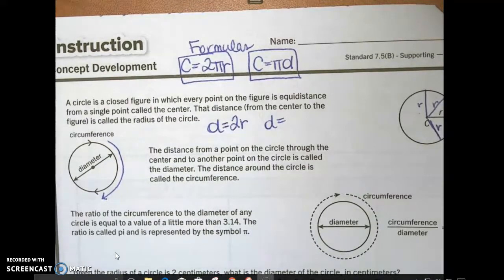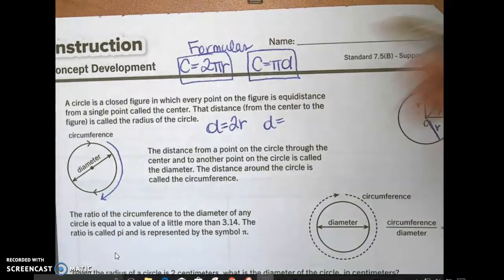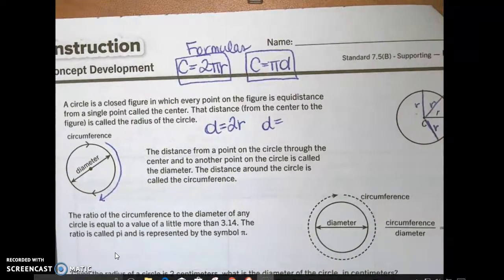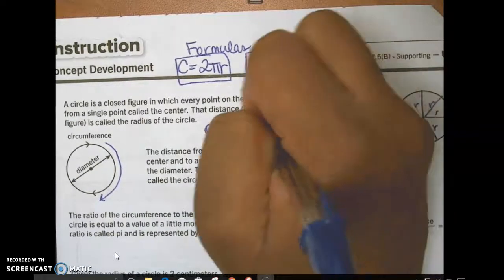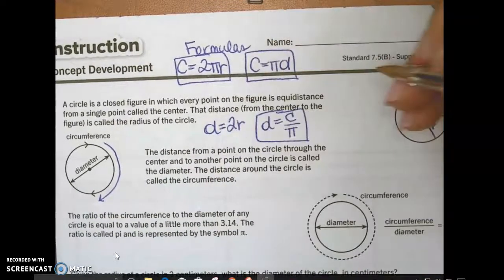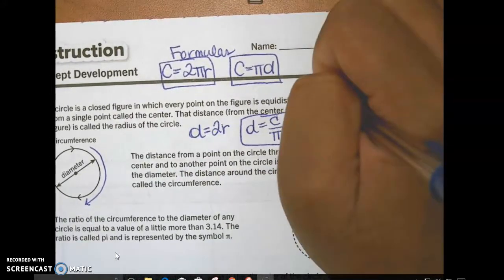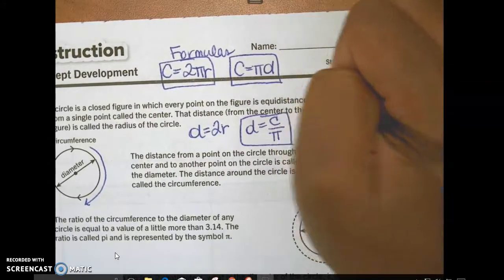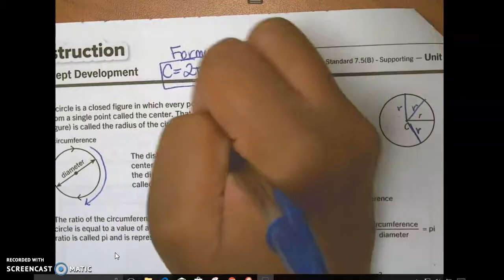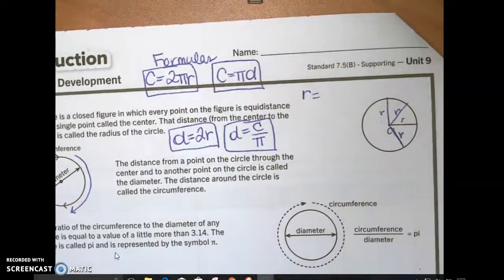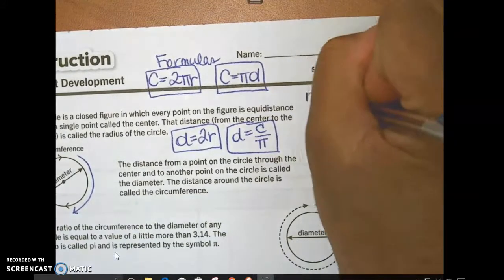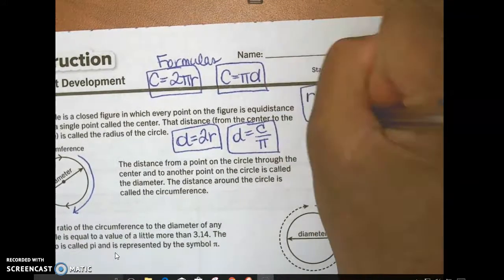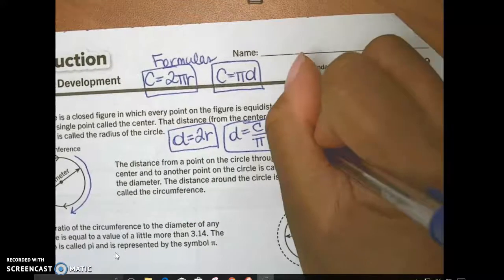Say that again. Where's pi? And what else goes over here? Circumference over pi. That's exactly what I want to hear. How else do we manipulate our formulas? What about R? R equals circumference over 2 pi. What if I wanted pi?